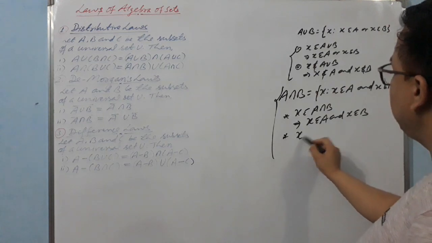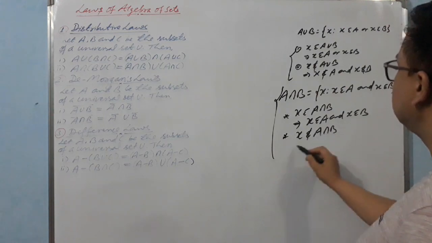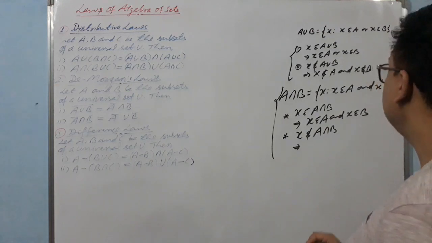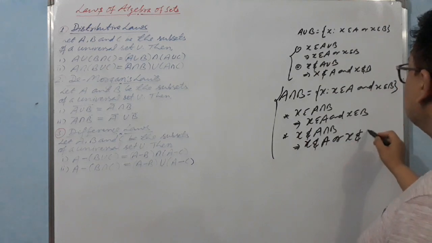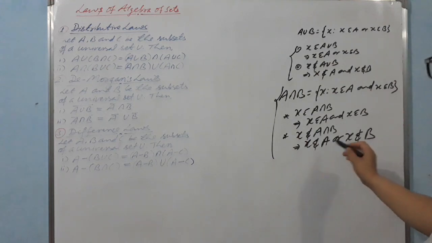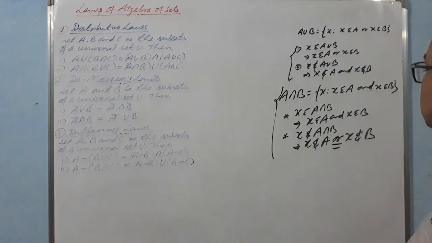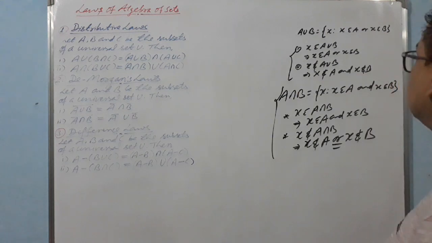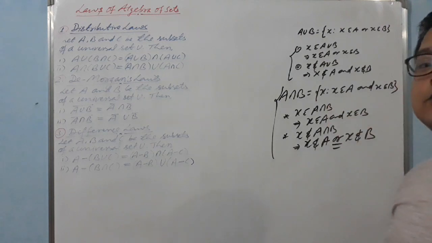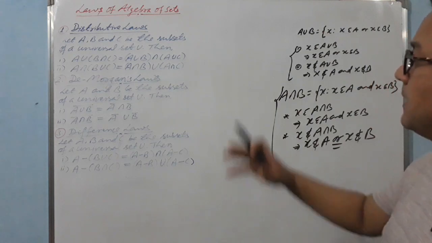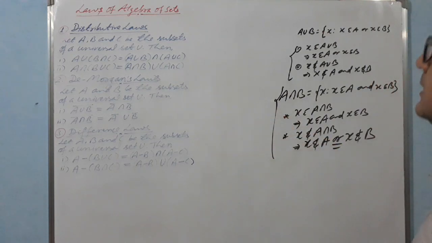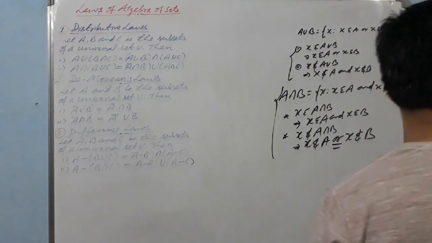If X does not belong to A intersection B, then we are not sure that the element is not in both. We write X does not belong to A or X does not belong to B. So if X does not belong to A intersection B, that implies X does not belong to A or X does not belong to B. If we know these definitions and properties of union as well as intersection, we can do the proofs of these questions very easily. So I'm going to tell you how to prove the distributive laws.